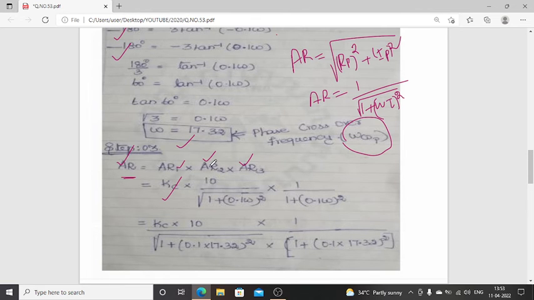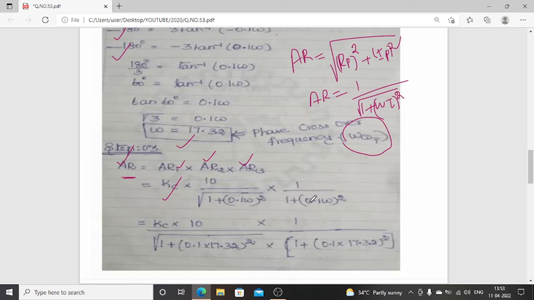So what about AR2? AR2 is the second transfer function, 10 by 0.1 s plus 1. Refer to the diagram. Here 10 is the numerator part, so you take the numerator value: 10 divided by root of 1 plus omega tau whole square. What about the tau value? Tau is 0.1. Why? Because G of s is equal to 1 by tau s plus 1. So here, 10 by 0.1 s plus 1, tau is equal to 0.1. So root of 1 plus 0.1 omega whole square. This is the formula for a first order system.